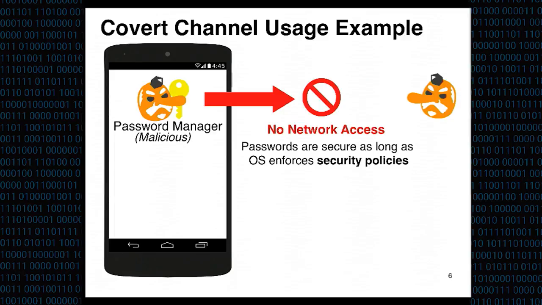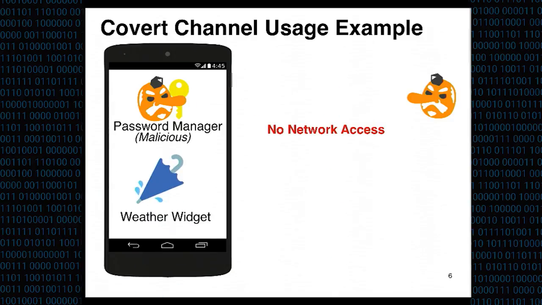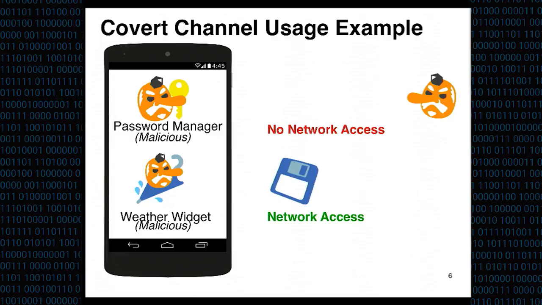So would the passwords be secure in that case, even if the malicious app steals and reads them, but it can't send them outside? You think it's all good. Now, let's suppose we have another app and call it a weather widget, and let's say it's also compromised. The password manager has no network access, but the weather widget does, since obviously a weather application needs to connect to the network to check the recent forecasts. Let's suppose these two can communicate using some data sharing mechanism such as file access. The password manager writes into a file, the weather widget reads from the file, and then it successfully communicates the passwords out to the network, and so the passwords are gone.